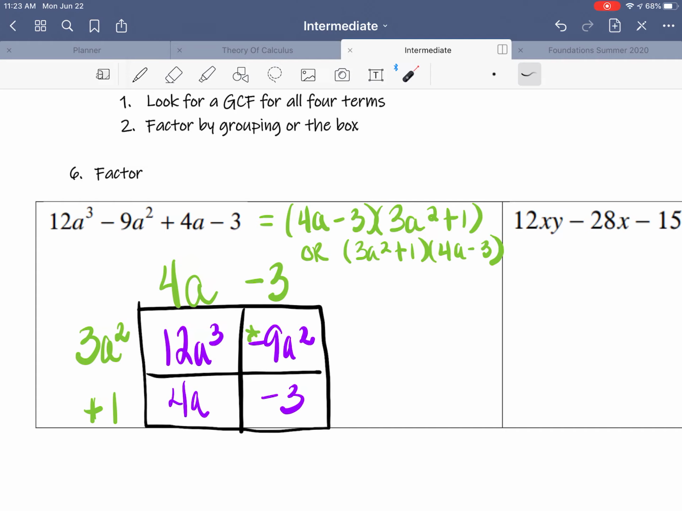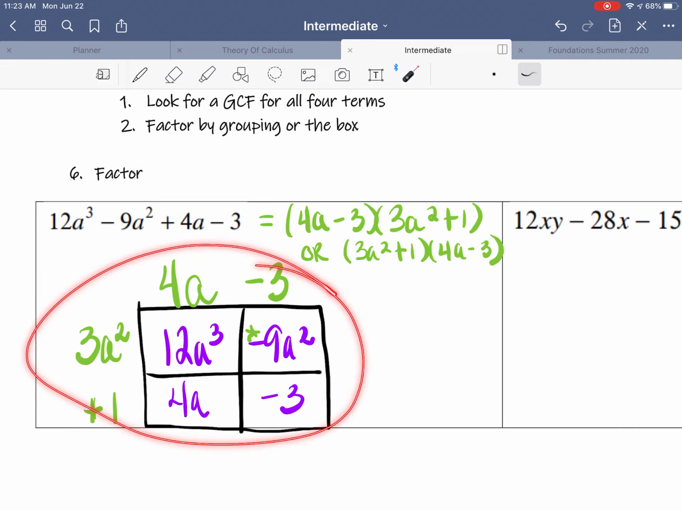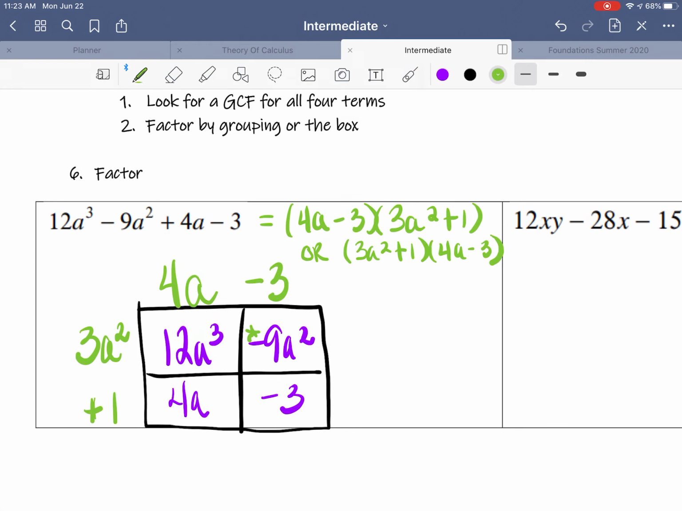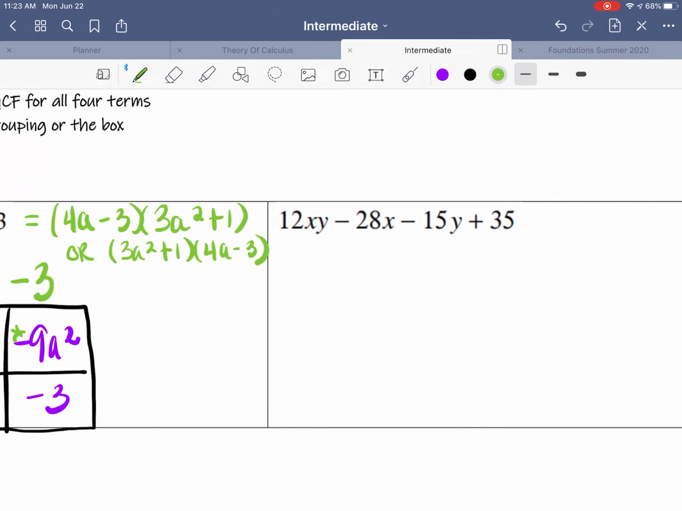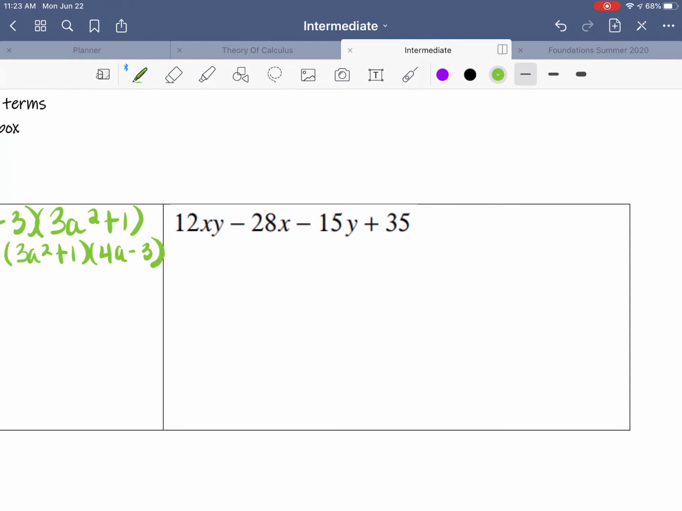So that's both methods. You can use grouping or the box method. I do not care what you use as long as it is helpful to you. Whatever way is the most beneficial for your learning is what I want you to use. I will typically use this method just because I like it better. I think it's prettier. So let's use it on this last example.